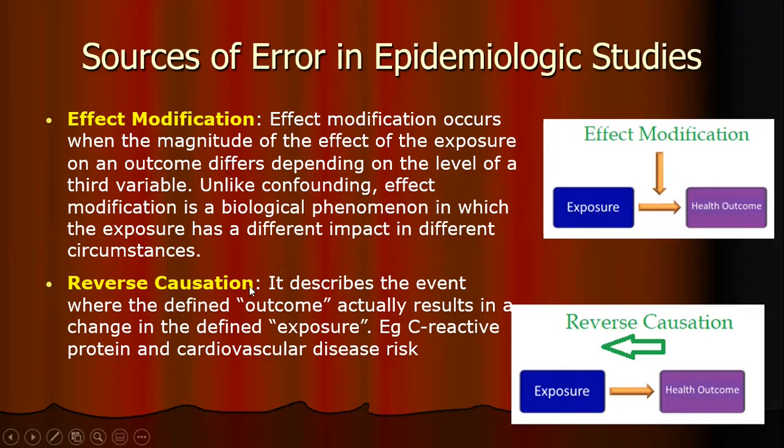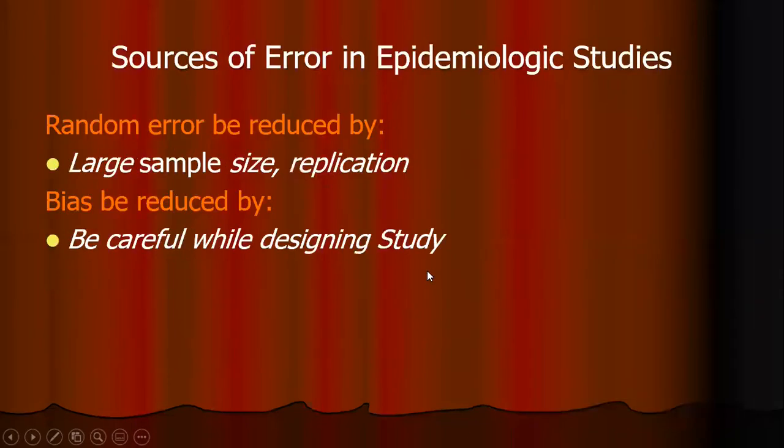Then comes reverse causation. It describes the event where the defined outcome actually results in a change in the defined exposure. For example, C-reactive protein association with cardiovascular disease risk. So in cardiovascular disease, atherosclerosis is an inflammatory condition. It modifies the C-reactive protein. So when we assess the C-reactive protein with cardiovascular outcome, then there is reverse causation in the study.